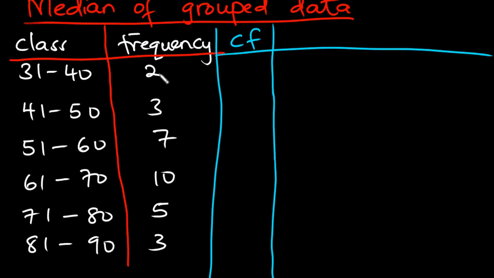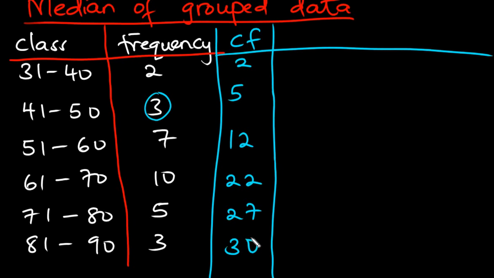For example, for this class, we are going to start with 2, and then the cumulative frequency of the second class is going to be 2 plus 3, so it's going to be 5. Then the cumulative frequency of the next class will be 5 plus 7, which is 12. Then 12 plus 10 is going to be 22. Then 22 plus 5 is going to be 27, and finally 27 plus 3 is going to be 30. So that is the cumulative frequency.